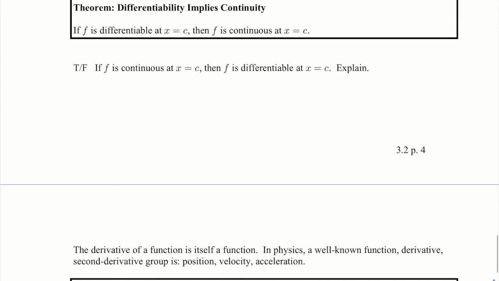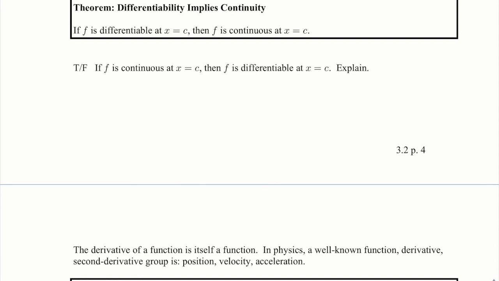Okay, so then we have a theorem that says differentiability implies continuity. It just says if f is differentiable at c, then f has to also be continuous at c. We can't have differentiability without continuity, right? Because if the function is discontinuous, then we know the function is also not differentiable. But the other direction for the implication is not true.